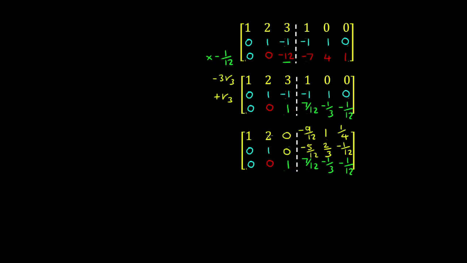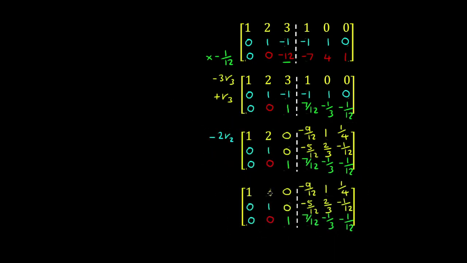And to zero out the remaining element above the diagonal, we'll subtract 2 by row 2 from row 1. So 2 minus 2 is 0. Minus 9 on 12 plus 10 on 12 gives 1 on 12. And 1, which is 3/3, minus 4/3 gives minus a third. And then we have 1/4, which is 3 on 12, plus 2 on 12 gives 5 on 12.